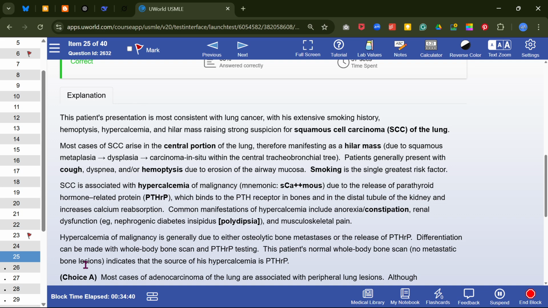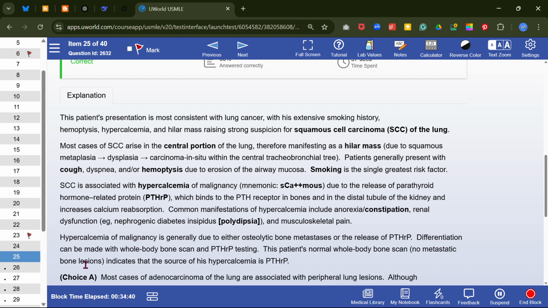SCC is associated with hypercalcemia of malignancy due to release of parathyroid hormone related peptide, which binds to the PTH receptor in the bone and in the distal tubule of the kidneys, increasing calcium reabsorption. Common manifestations of hypercalcemia include anorexia, constipation, renal dysfunction, nephrogenic diabetes insipidus, and escaping.